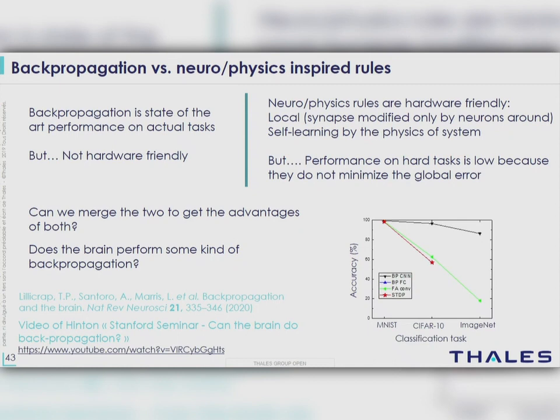If you're interested in that, I encourage you to read this review paper and also to watch this video of Hinton where he explains how the brain might be doing some kind of approximation of backpropagation. So this is really an open-ended question.